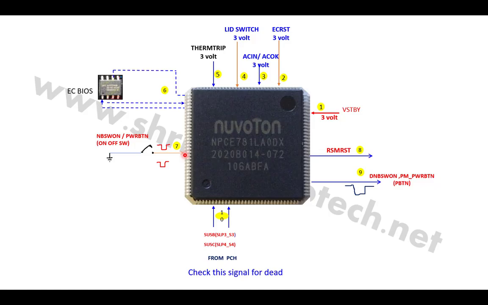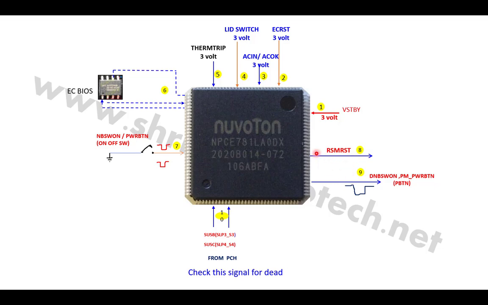Now whatever inputs are required to make the SIO work, all are given to the SIO. Now it's the turn of the SIO. The SIO should send out 2 signals. These are the 2 outputs. Here we see all the input signals: step number 1, step number 2, step number 3, step number 4, 5, 6 and 7. These are all input signals. Now these are the 2 output signals.